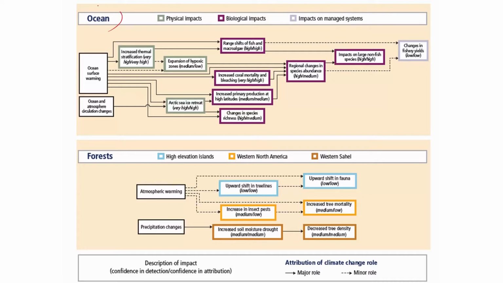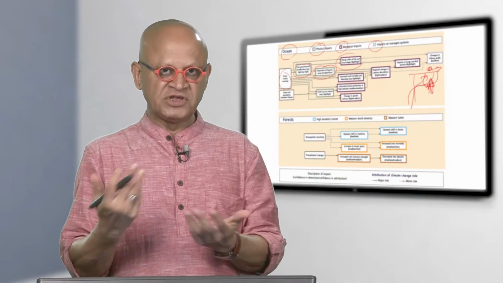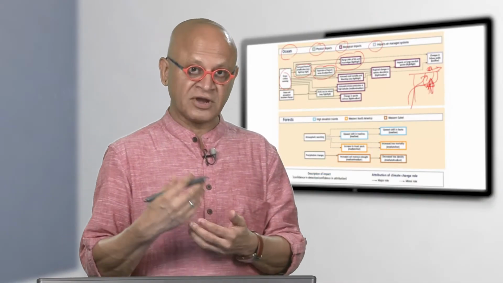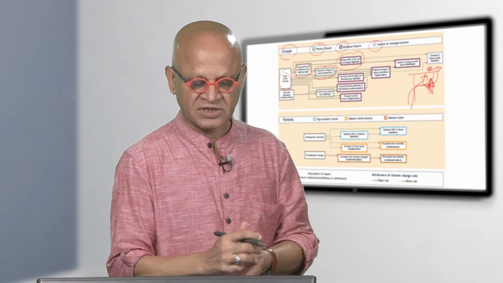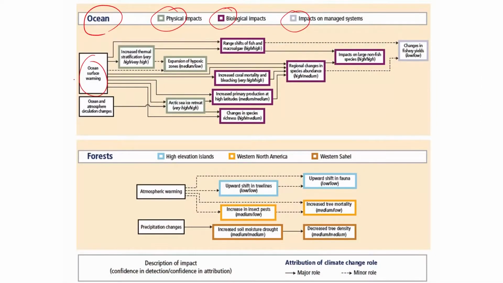So, in the ocean we have physical impacts, biological impacts, and impacts on managed systems like coastlines or fisheries and so on, or transportation, shipping, etc. So, surface ocean warming would increase the thermal stratification. What does that mean? If you remember, we said the typical vertical profile in the ocean in low latitudes would look like this. In the mid latitudes, the stratification is weaker. At high latitudes, it is basically no stratification.